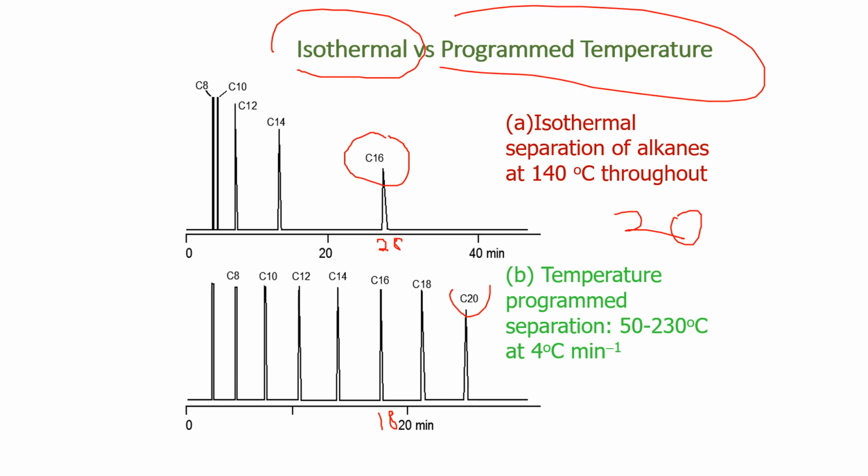10 minutes in industry means money, you know. So that's why in industry we want everything to be separated in the shortest manner possible while giving the best peak. This one is using 140 throughout the separation, while this one is using 50 to 230 with a 4 degrees C per minute ramp.